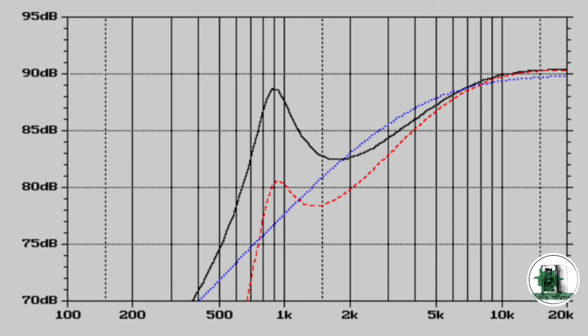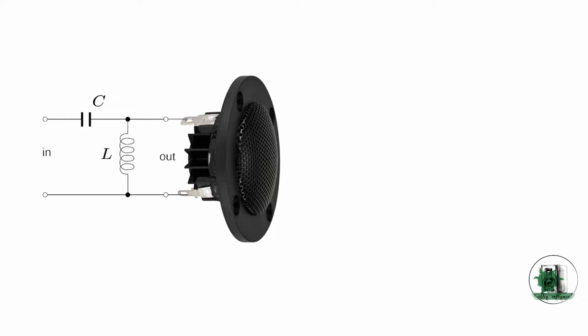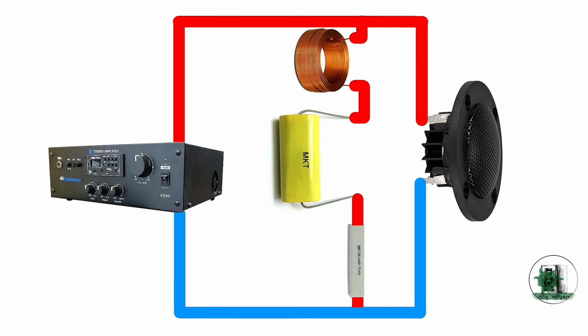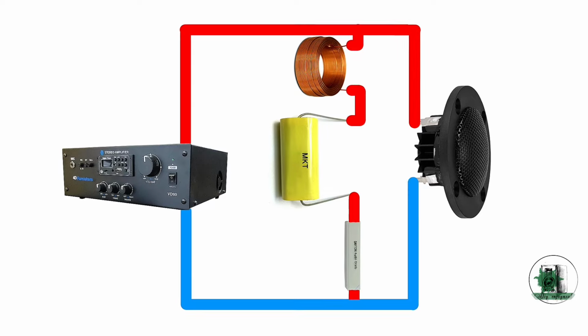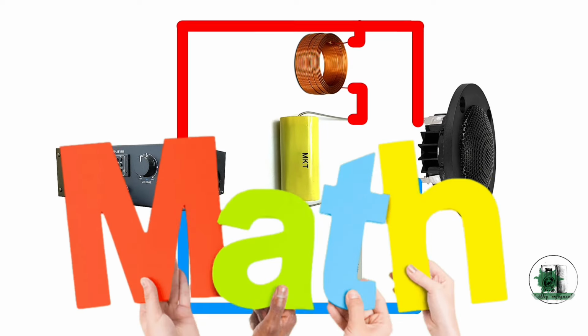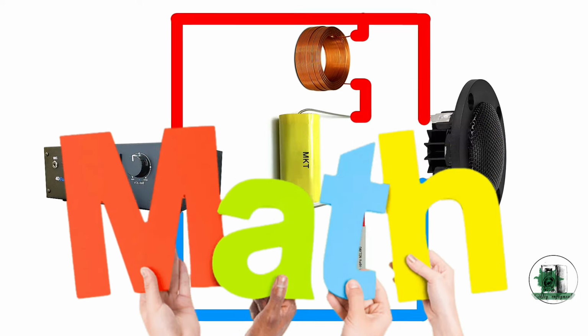A good tip to reduce the peak is to use a series notch filter. In this video, you'll learn how to design it without any background. In the next videos, we'll dive into its math and relationships.